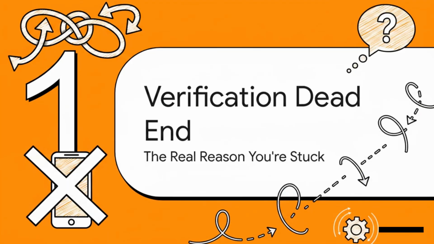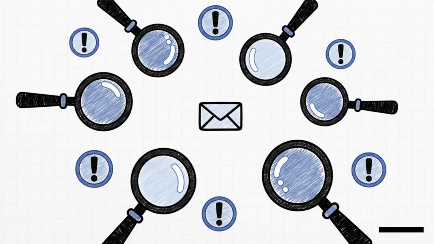Okay, let's dive into part 1, the verification dead end. And here's the thing you need to understand right away. The problem probably isn't your phone number at all. That's right, the number one reason this whole thing fails, according to countless creators who've beaten it, is using a brand spanking new Gmail account to apply for AdSense. See, Google's security systems get really suspicious with new accounts.